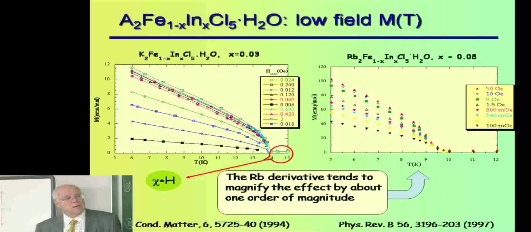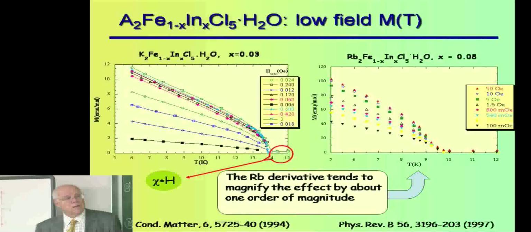This is what we get. For the potassium, only 3% of substitutional defects. Only 3%. For the rubidium, 8% of substitutional defects. Much less than before. But that was enough to see this effect, this phenomena.